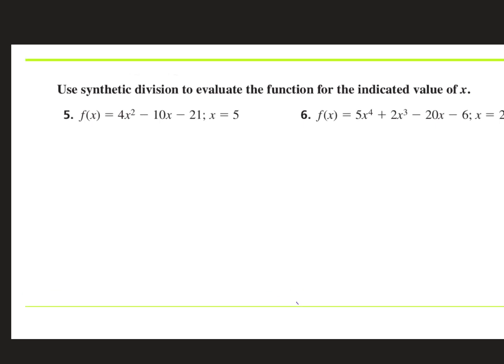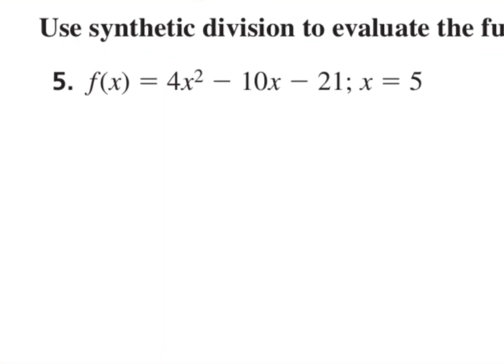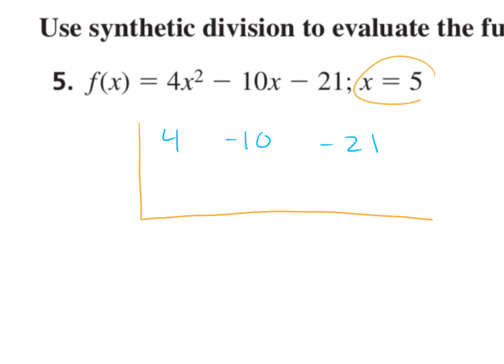All right, last two here. For number 5, what's going to go inside the box? 4, awesome. 4, -10, and -21. I'm not missing any terms, so I can just put my coefficients in the box. What goes outside? Positive or negative? Positive. When it says equal to, we don't change the sign. Only change the sign if it didn't say equal to.